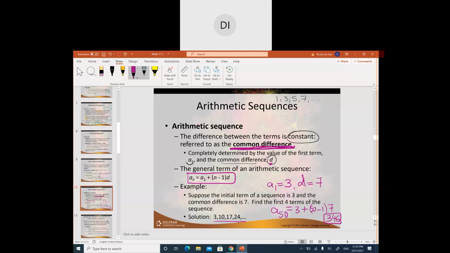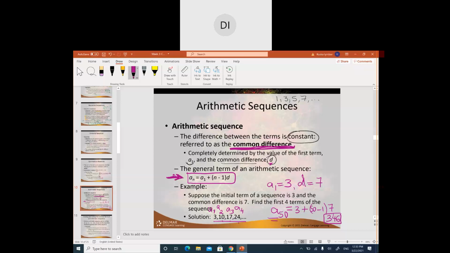So this is the first term. This is the second term. So technically this is A1, A2, A3, 17, right? A4 is 24. If I want to know what is A50, I'm going to put 50 into this general term formula, and A50 is going to be 346. So what that means is I don't need to go all the way to 50 numbers, adding 7, add 7, add 7 to get to A50. I can just use this formula to find what is A50.